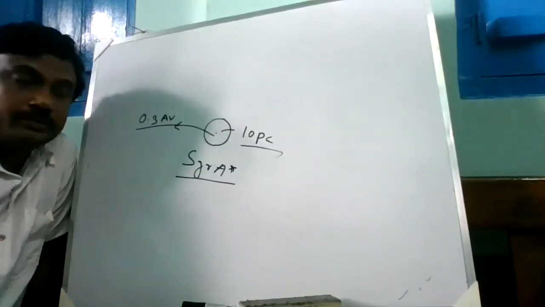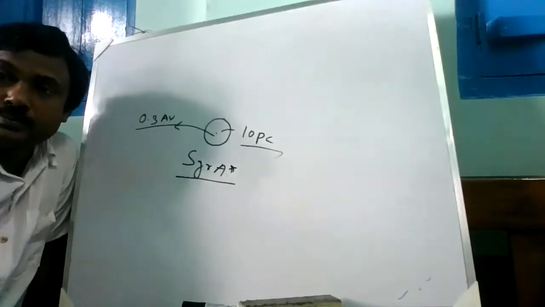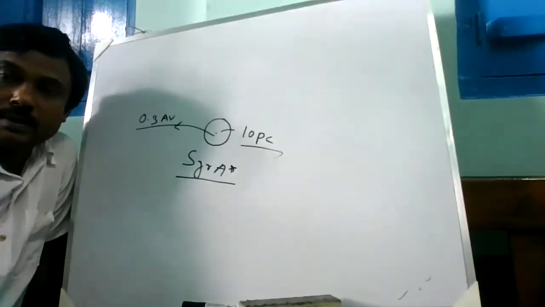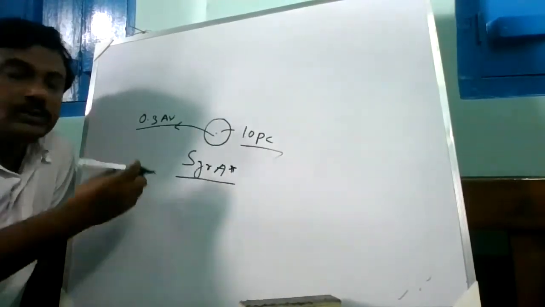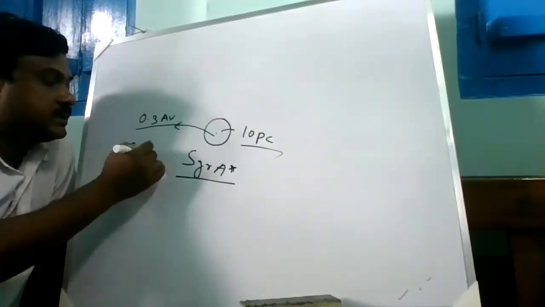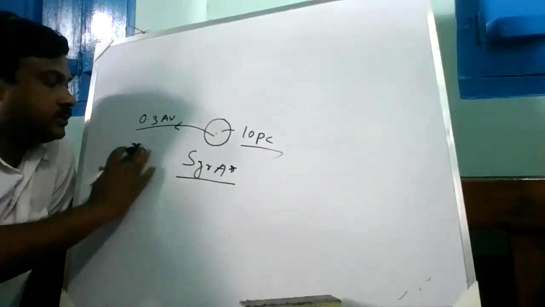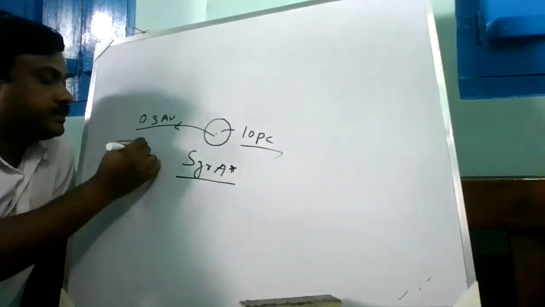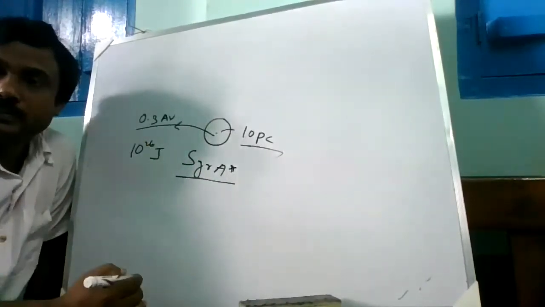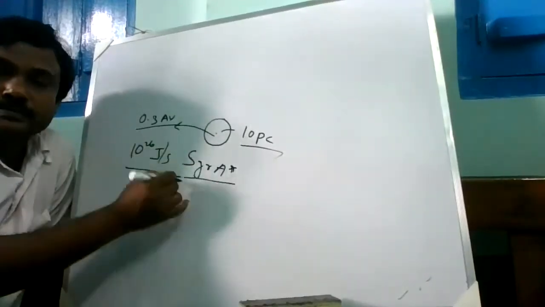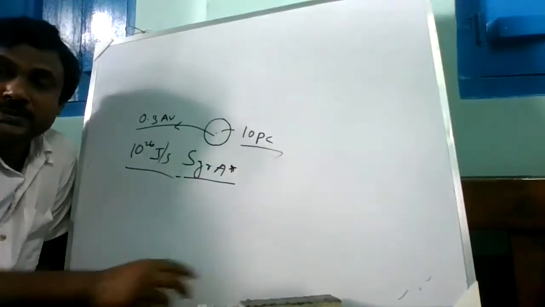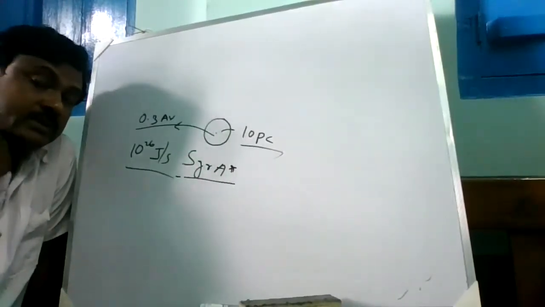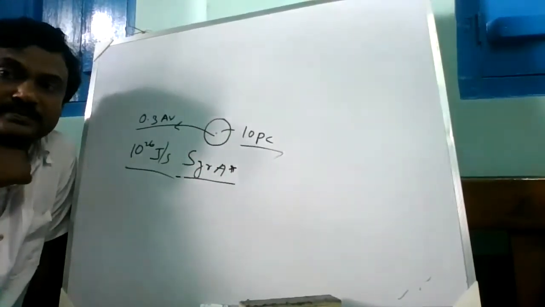The source of radio waves, and its luminosity is tremendously high. Luminosity is 10 to the power 26 joule per second. It is a tremendous luminosity, but not in the visible region, in the X-ray region.